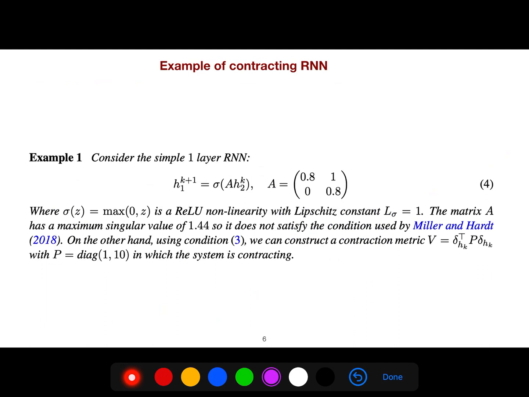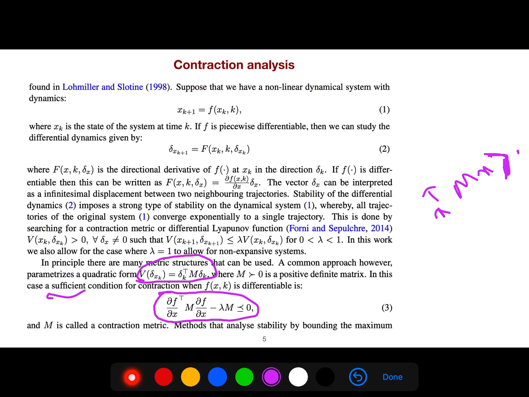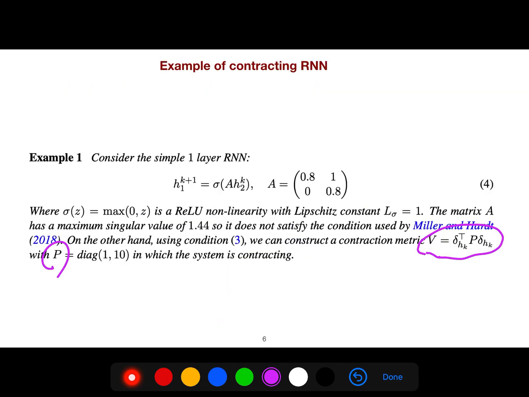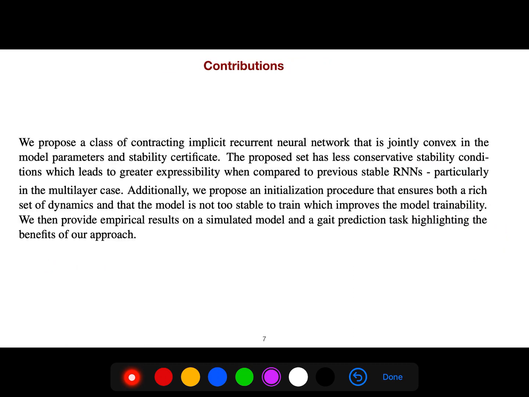In this example, they can construct this metric, which is the P in the previous slide. If you design P as the diagonal of 1 and 10 in this simple example, which has only two states, then you will see that this system becomes contracting.